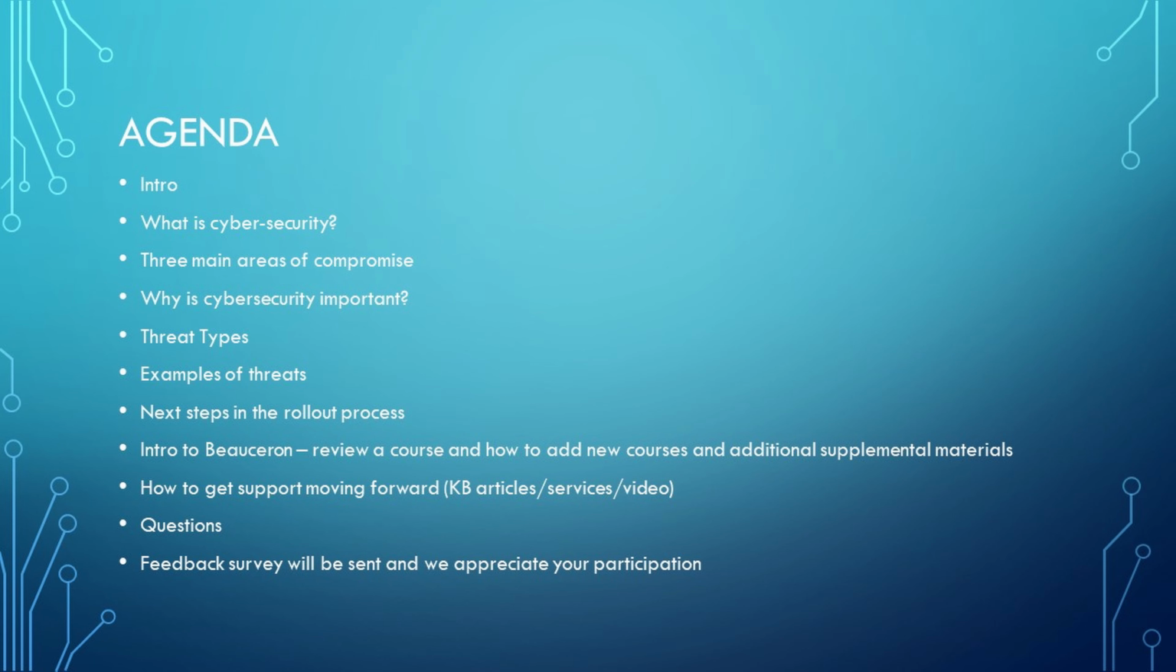On our agenda today, we have our introduction to cybersecurity, what is cybersecurity, our three main areas of compromise, why is cybersecurity important, threat types, examples of threats, next steps in the rollout process, introduction to Beauceron, review a course and how to add new courses and additional supplemental materials, how to get support moving forward via KB articles, services, and video, questions, and of course, at the end of all of this, we're going to be sending out a feedback survey. And of course, we appreciate your participation in our presentation and completing our survey.